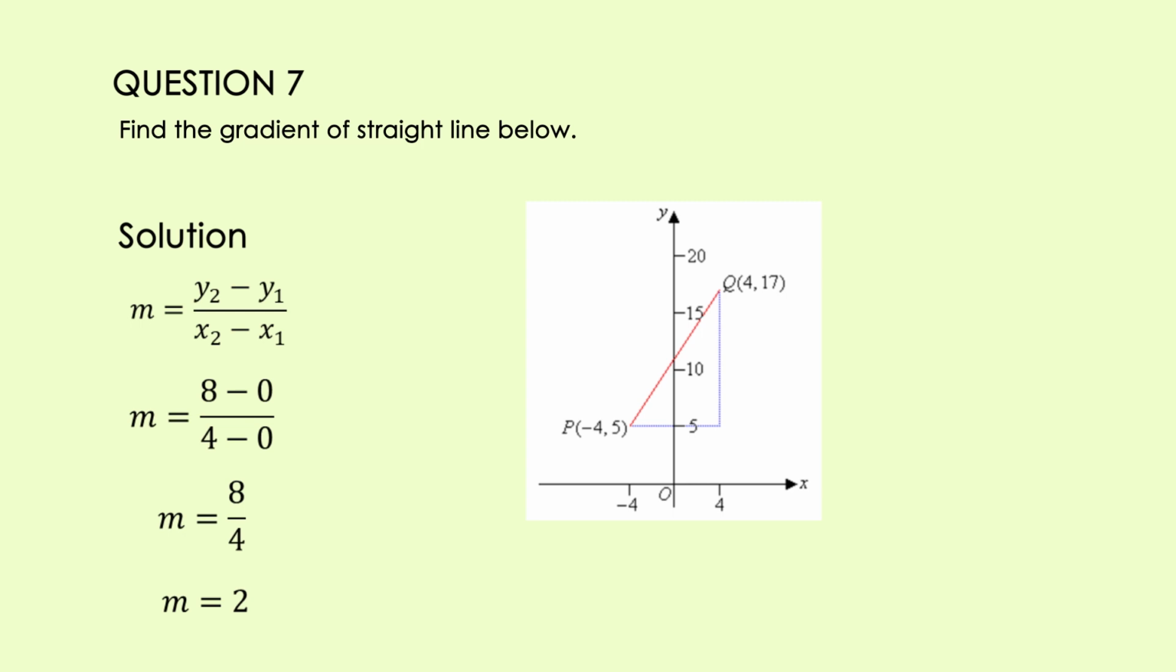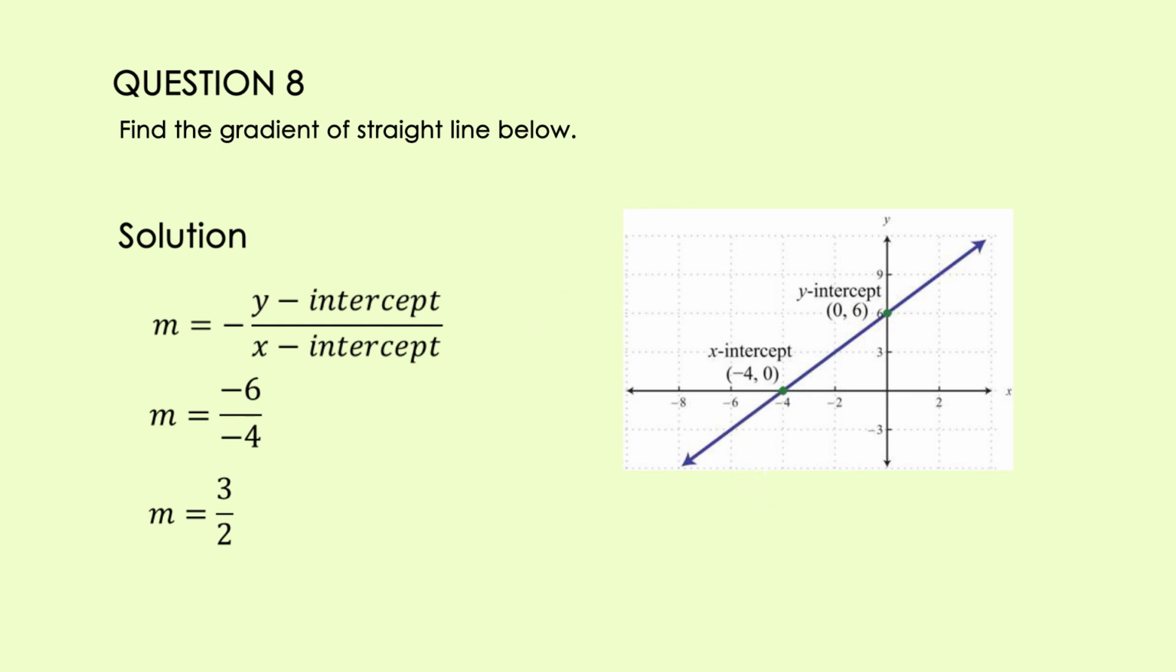Question 7. Find the gradient of the straight line below. From the graph, we can see that there are 2 points, which are 4, 8 and the origin, which is 0, 0. By substituting both points into the formula of gradient, we will get 8 minus 0 over 4 minus 0. And finally, after simplifying, the gradient of the straight line would be 2.